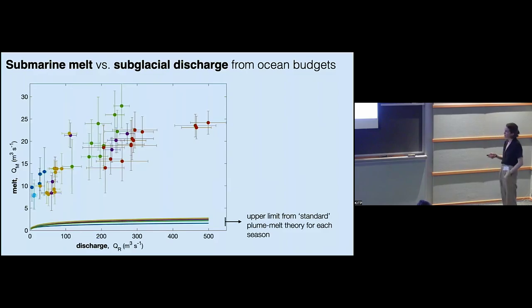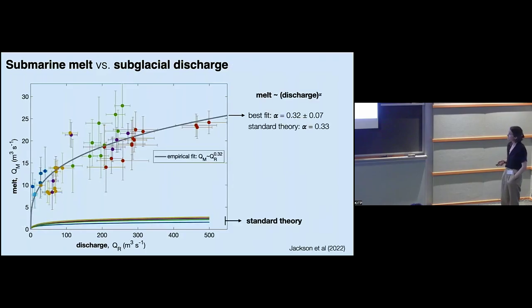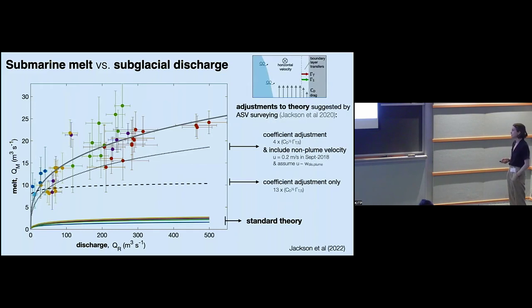And so each line here is an estimate across seasons. But what we do find is that the observations do follow the theoretical scaling of melt going with discharge to about the 1/3 power. The best fit here is a 0.32 power, so pretty close, but the magnitude is way off. And so we combine these bulk measurements of the freshwater fluxes with the kayak measurements, or the autonomous surface vessel measurements that I previously mentioned.